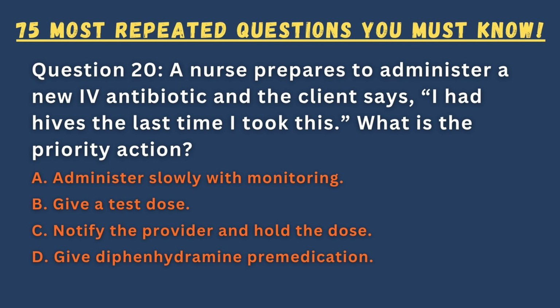Question 20. A nurse prepares to administer a new IV antibiotic, and the client says, "I had hives the last time I took this." What is the priority action? A. Administer slowly with monitoring. B. Give a test dose. C. Notify the provider and hold the dose. D. Give diphenhydramine premedication.